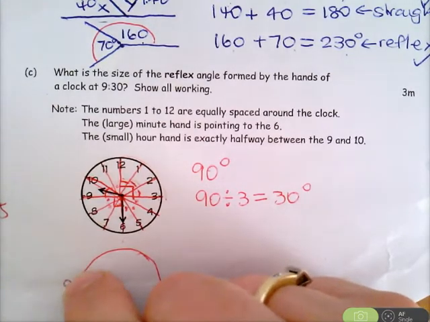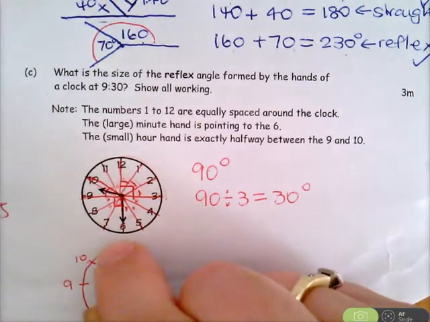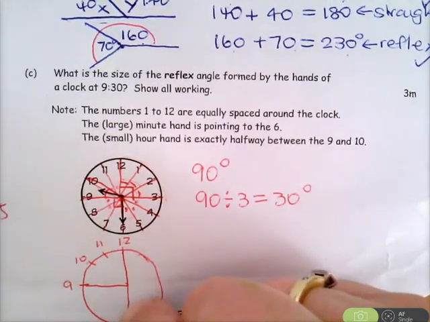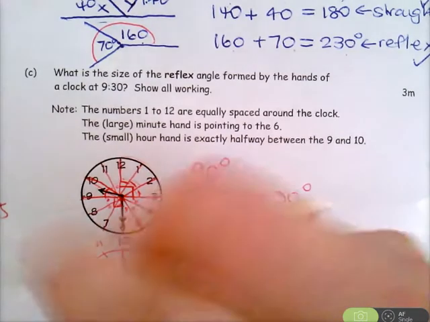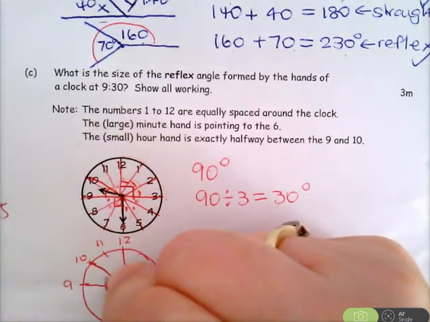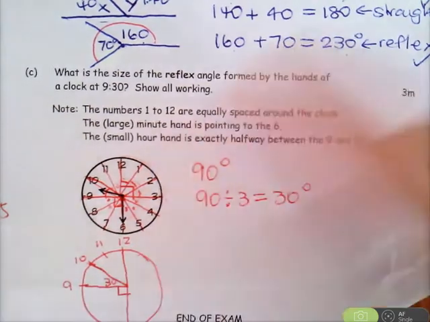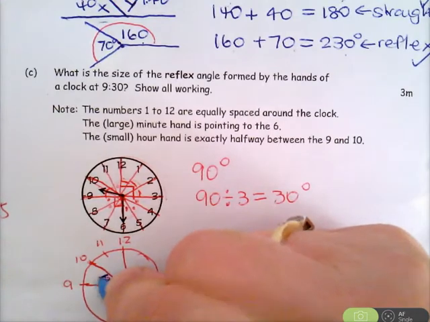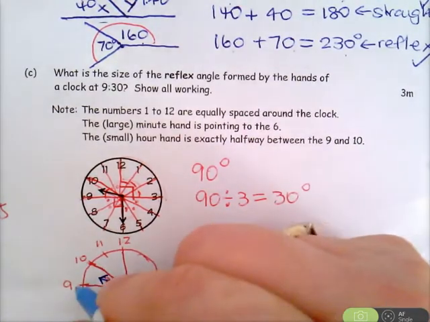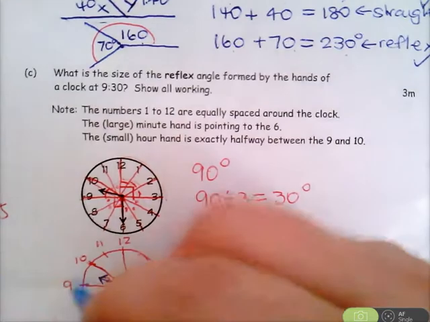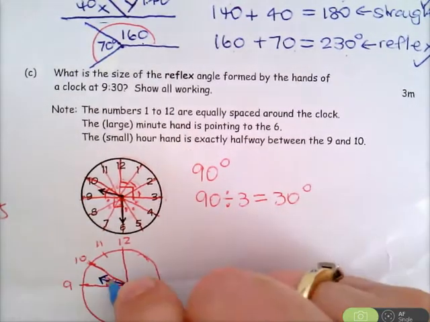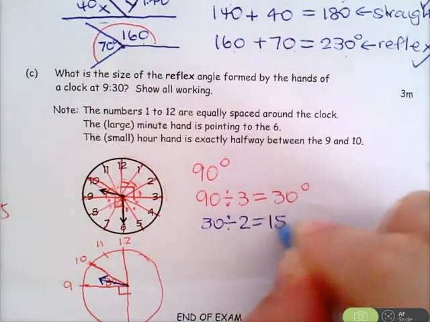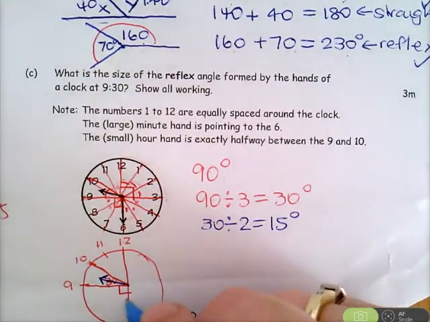Okay? Now, I'm going to draw my clock again. Now, I've got my 9 and my 10 and my 11 and my 12. Now, what we said was that this is 90 and this here is 30. But I can see that my little hour hand is halfway between. See, at 9:30, your little hour hand is exactly halfway between the 9 and the 10. So if this whole thing's 30, then I need to do 30 divided by 2. I've got 15 degrees.